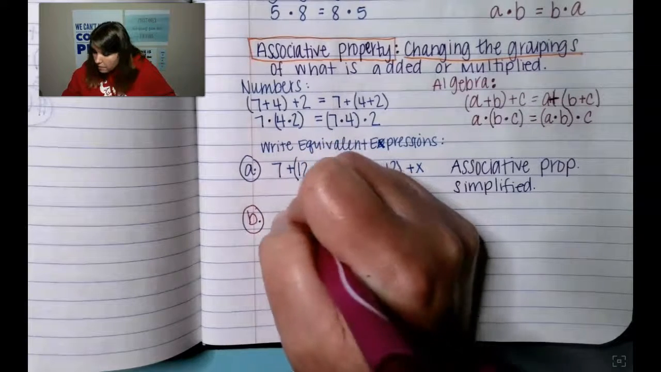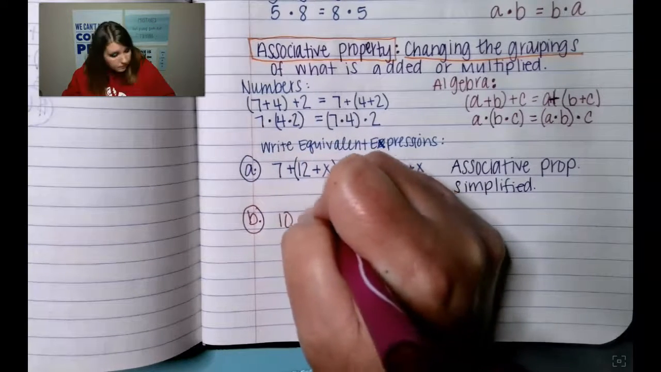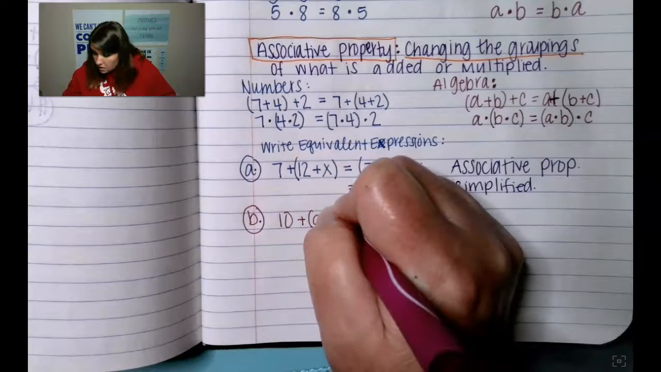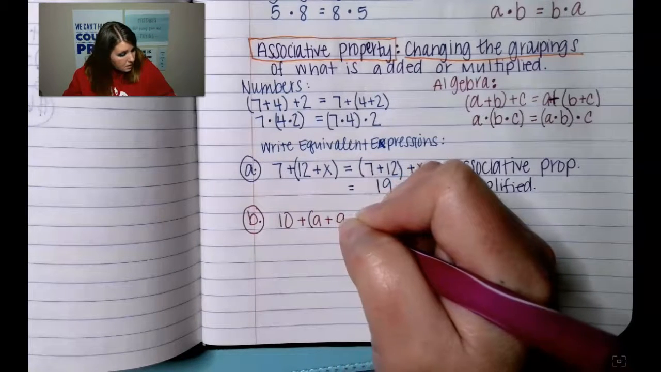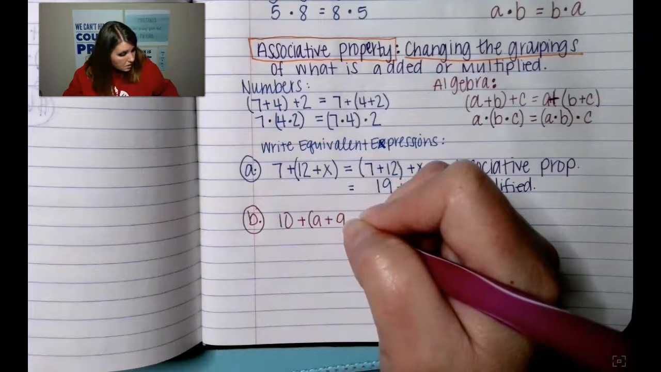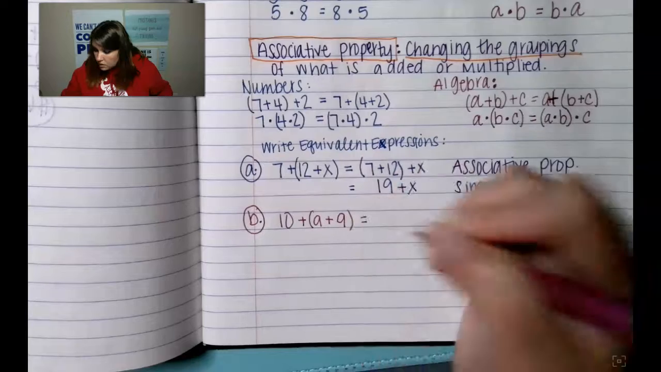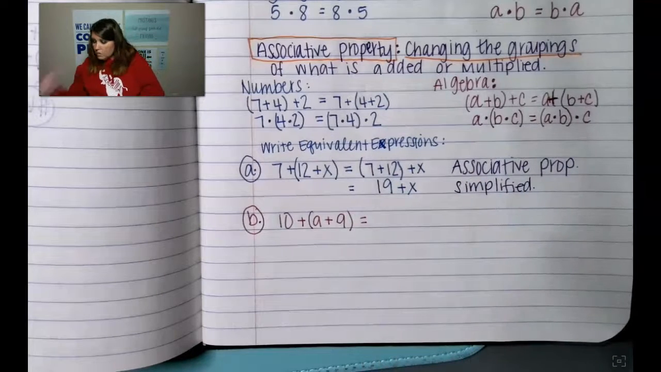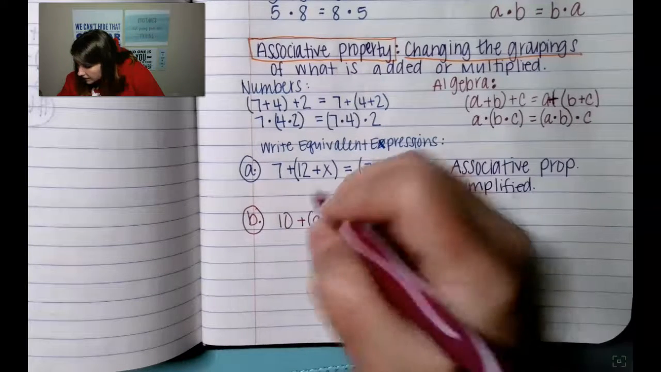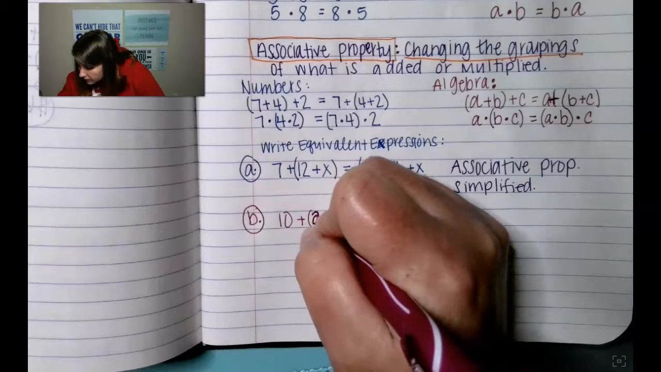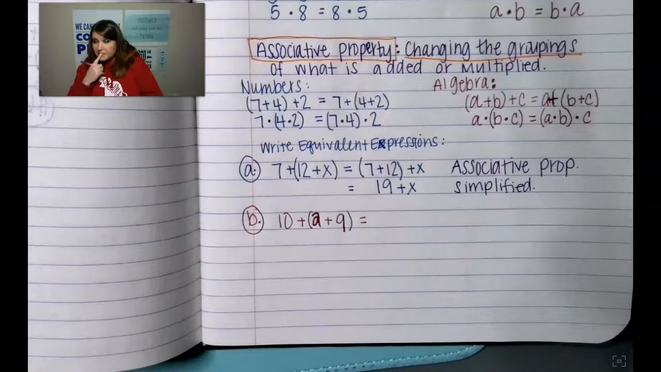10 plus A plus 9 equals. Now that A and that 9 look the exact same, so let's make this look like a different type of A. There we go. Okay, 10 plus A plus 9. Okay, I first have to use the commutative property.